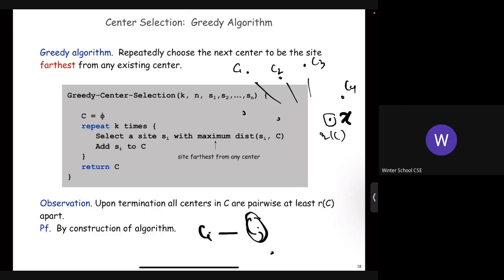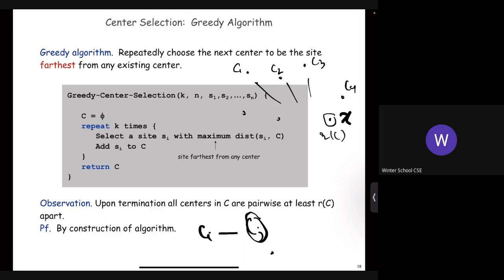Why? Because that point was even further from these guys. And at that point of time, look, the more centers I put, this guy's distance can only decrease. It can never increase. And that's it. So every two people that I've selected in this are very far from each other.